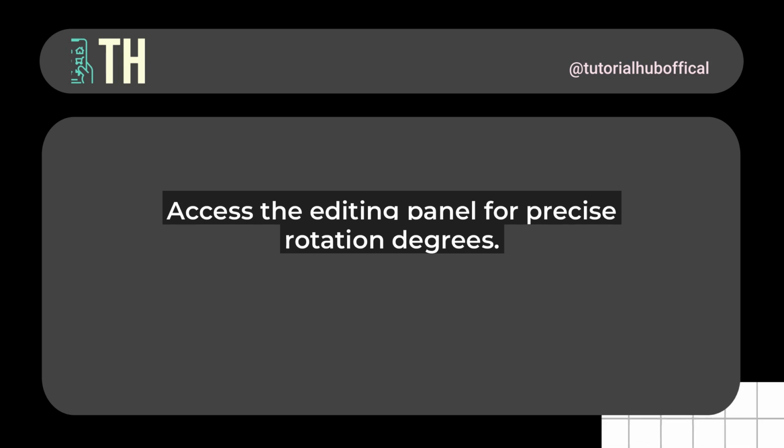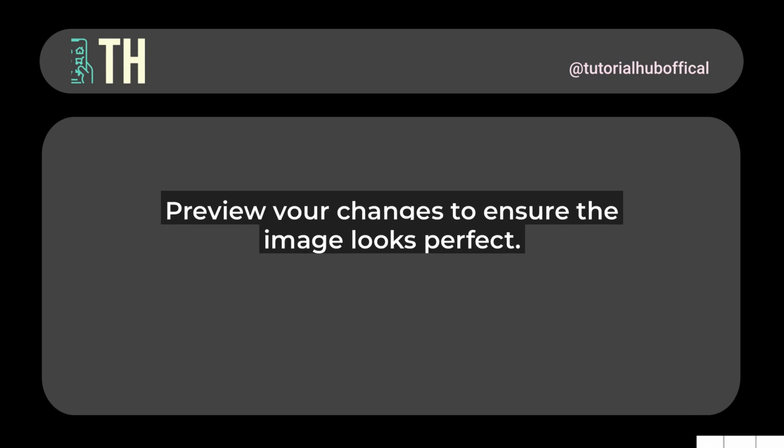If you need more precision, double-click the image to open the editing panel on the right side. Here, you'll find a Rotate slider or input field where you can enter a specific degree, like 45 or 90. Adjust it until it's just right, then hit Apply to save your changes.